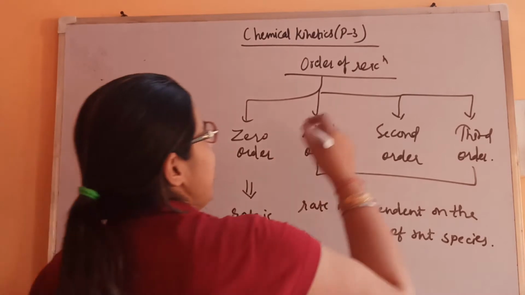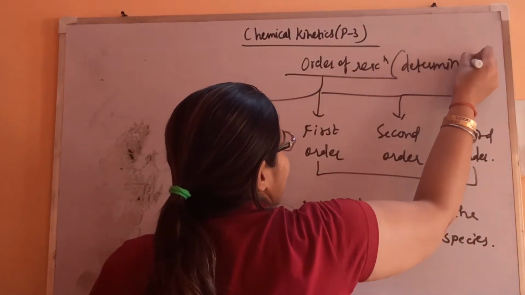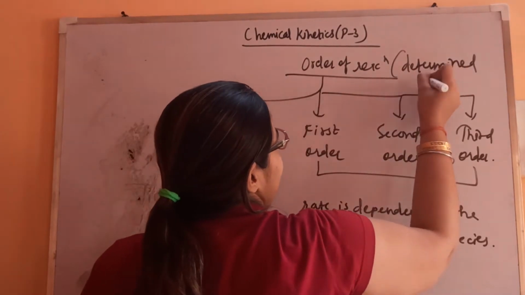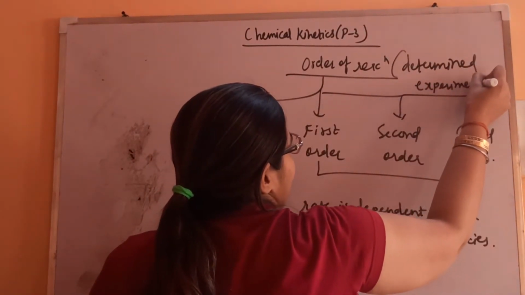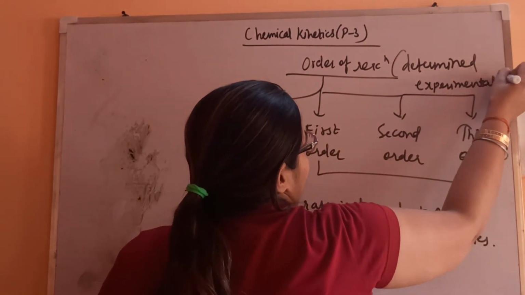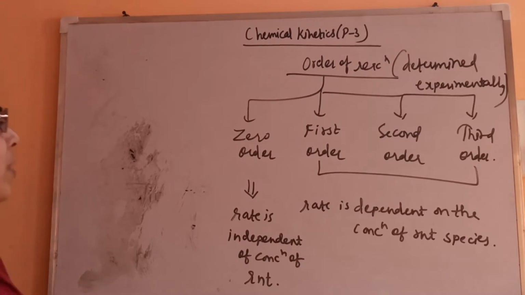And this order of reaction is determined experimentally. While looking at the reaction, you can't tell. You have to learn that it is determined experimentally. It's an experimental quantity. Okay, so let's see the different examples of this.